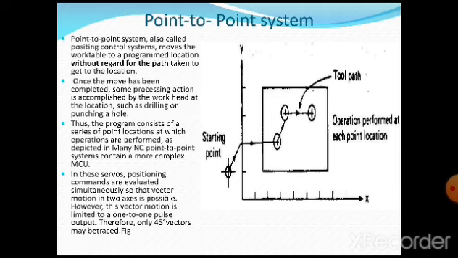So the most important point to be noticed here is the machine control unit should be designed in such a way that it should be able to provide this facility of giving the motion control commands for the cutting tool to perform the operations. So in these servos, positioning commands are evaluated simultaneously so that vector motion in 2 axes is possible. So why the vector motion?